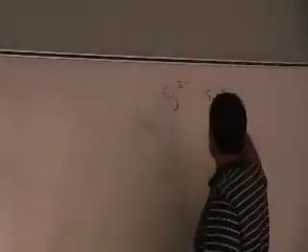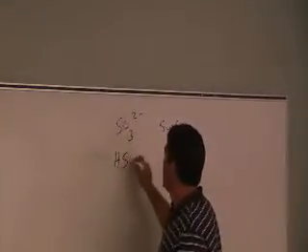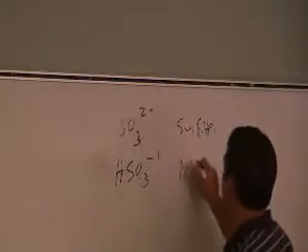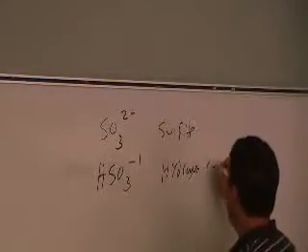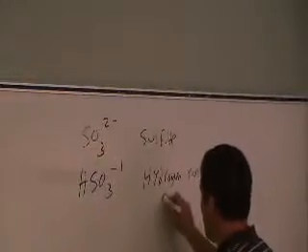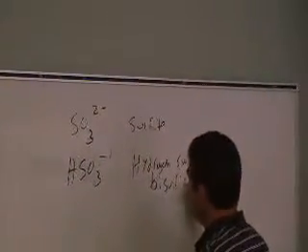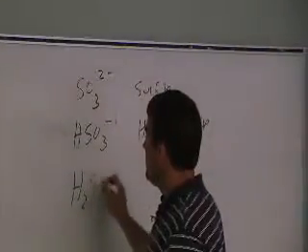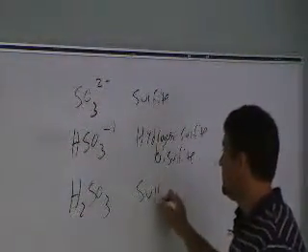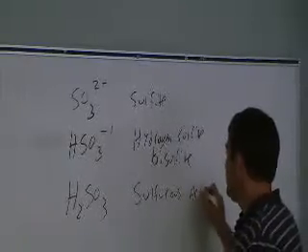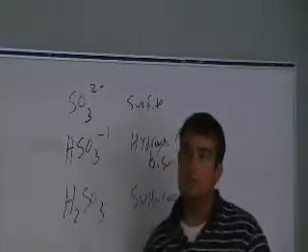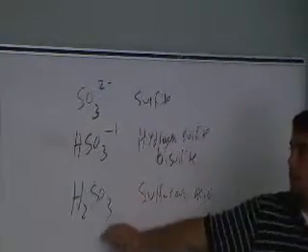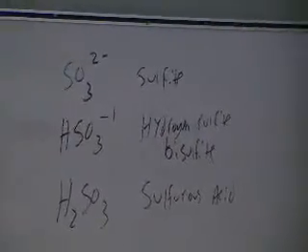Because we know that SO3 2- is called sulfite. We know that HSO3 -1 is called hydrogen sulfite, or alternatively bisulfite. And then, of course, H2SO3 is called what? Sulfurous acid. All right. So you got no hydrogens, 1 hydrogen, 2 hydrogens in the series there.